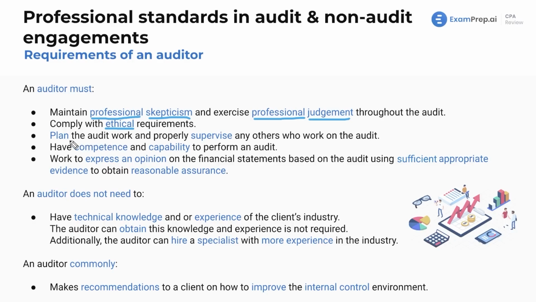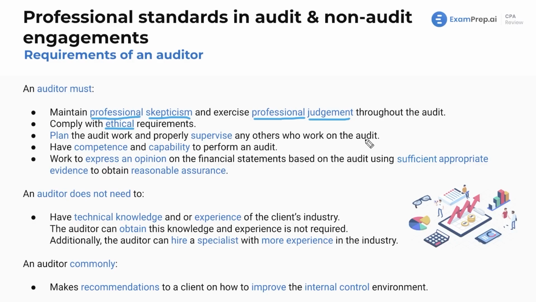The auditor must plan the audit work and properly supervise any others who work on the audit. If you are going to take some level of responsibility through reasonable assurance, you need to plan it. You need to do a good enough job, do your due diligence. You need to be competent. You can't slack off. You need to watch out for anyone who's working on your audit.